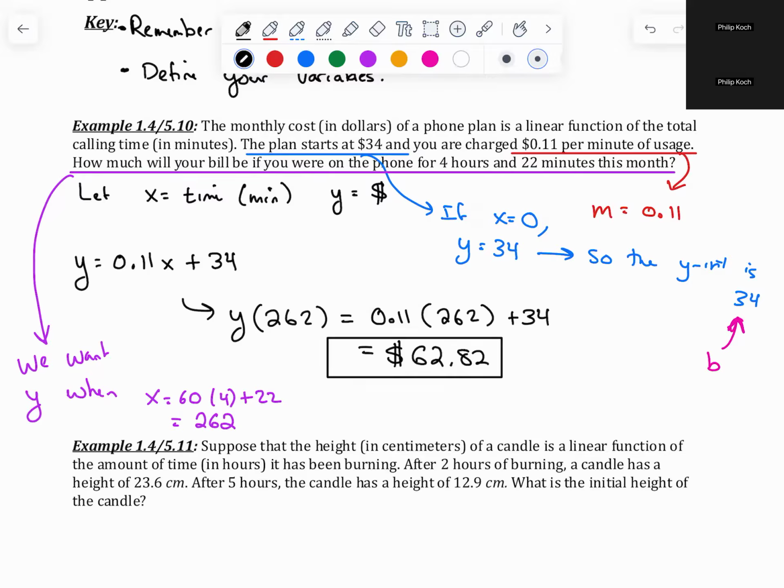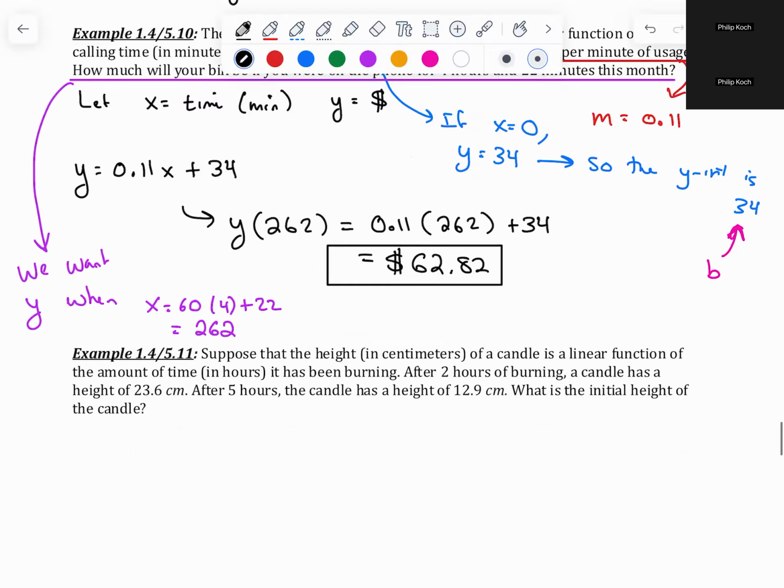So suppose you are incredibly bored and you are watching a candle burn. And you'll notice that the height is a linear function of the time it's been burning. After 2 hours of burning, the candle has a height of 23.6 centimeters. And after 5 hours, the height of the candle is 12.9 centimeters. What is the initial height of the candle? The fact that it said it's a linear function means that we're dealing with lines.